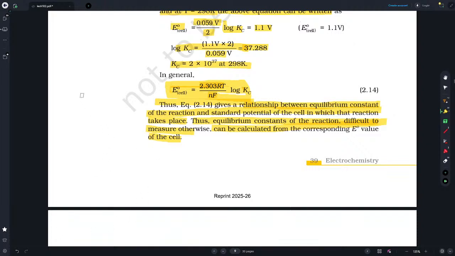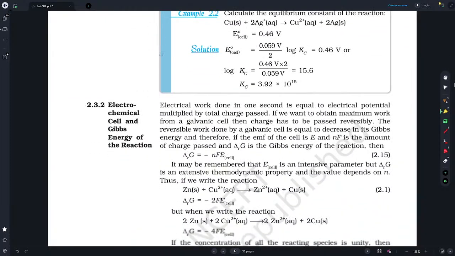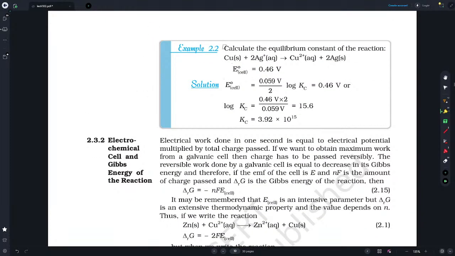One of the uses is finding out the equilibrium constant. This is one example. Calculate the equilibrium constant of the reaction.